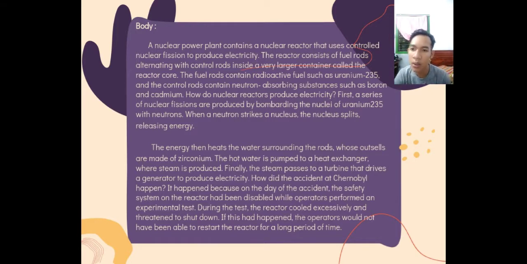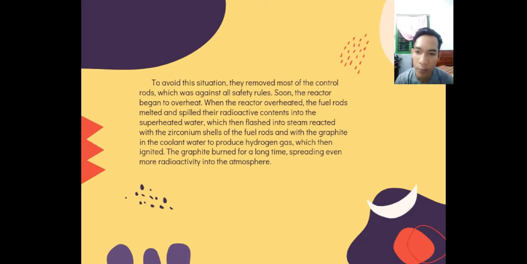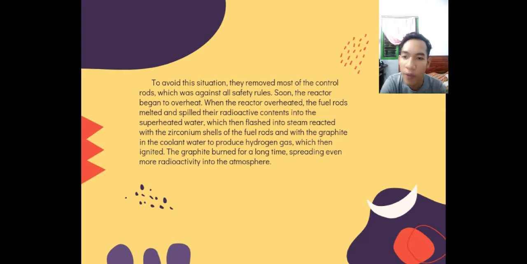How did the accident at Chernobyl happen? It happened because on the day of the accident, the safety system on the reactor had been disabled while operators performed an experimental test. During the test, the reactor cooled excessively and threatened to shut down. If this had happened, the operators would not have been able to restart the reactor for a long period of time. To avoid this situation, they removed most of the control rods, which was against all safety rules. Soon, the reactor began to overheat.